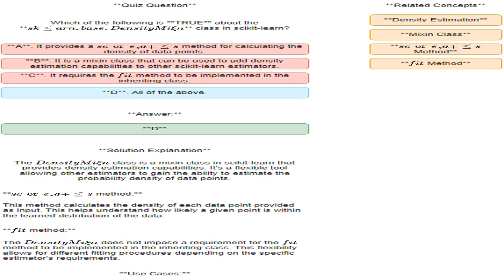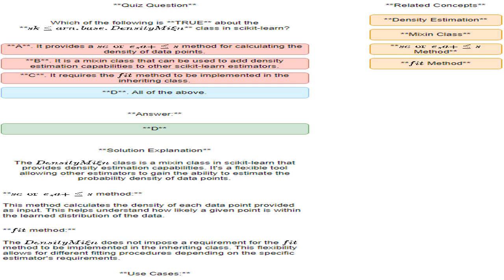This is true. The density mixin class provides the score_samples method, which calculates the probability density of each data point based on the learned distribution. Sklearn's score_samples method. This is true. The density mixin class acts as a mixin, allowing you to inherit its capabilities for density estimation into other scikit-learn estimators. Mixin class. This is false.